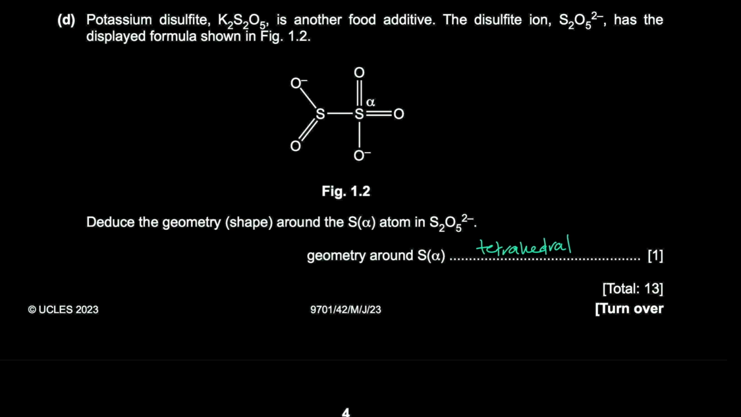Again, you have 4 atoms bonded to the sulfur and all 6 valence electrons are bonded, so there are no lone pairs. If you have 4 atoms bonded and they're spaced out equally, that means that sulfur has a tetrahedral shape.